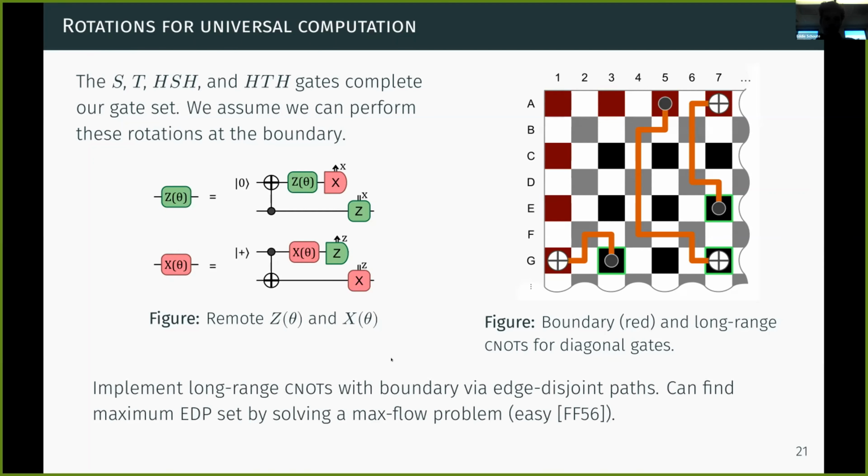So this therefore reduces implementing these rotations to a problem of finding edge disjoint paths. And in fact, this problem is easier than for arbitrary CNOTs, because we can find the maximum edge disjoint path set for this particular problem by solving a max flow problem, which is easy by the Ford-Fulkerson algorithm. So we can find the optimal or the maximum EDP set.